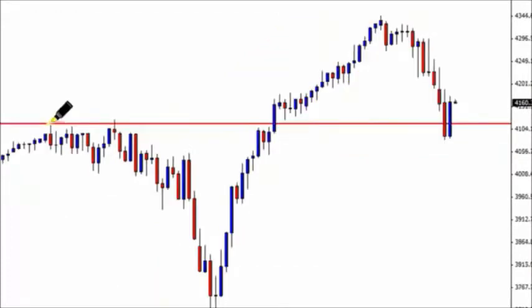I'm now looking to take this setup. I'm now looking to take a break and take a confirmation of this 2 bar higher. And if price can break higher, I'll look for price to break higher and look to break into the recent highs. This is a really obvious setup.